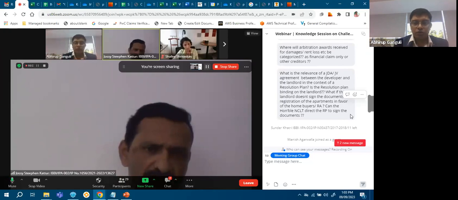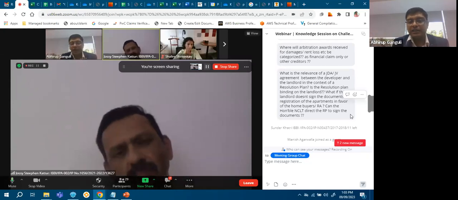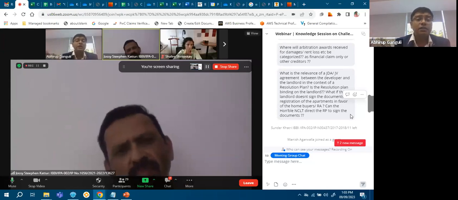So in this case also, whatever terms and conditions are there in the joint development deed, if the resolution plan doesn't hamper the interest or rights of the landlord as stated in the JDA, it can go ahead. Even if after that the landlord is not ready to sign, the SRA can approach the authority for a direction.